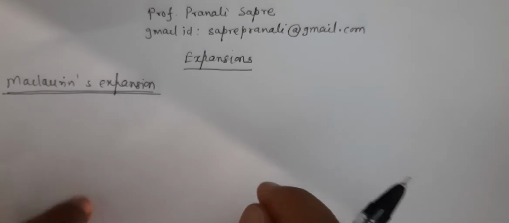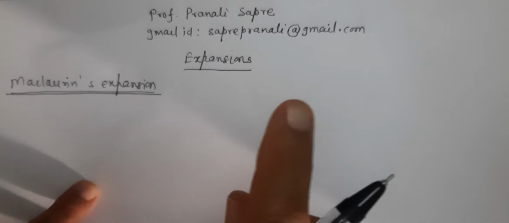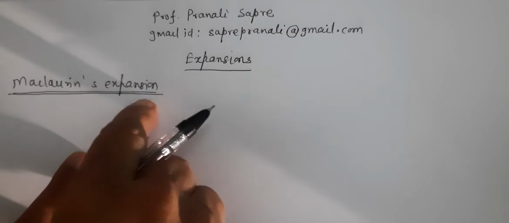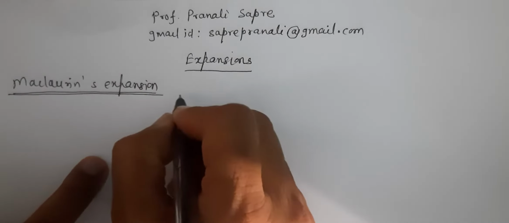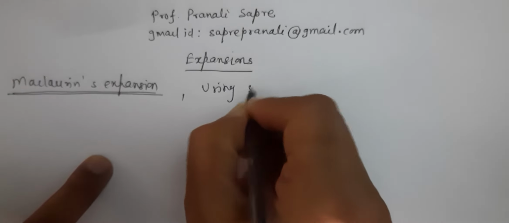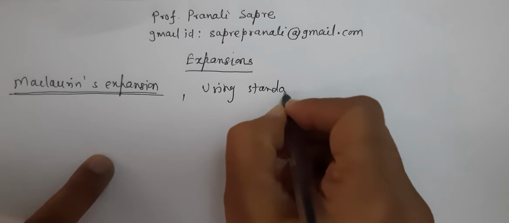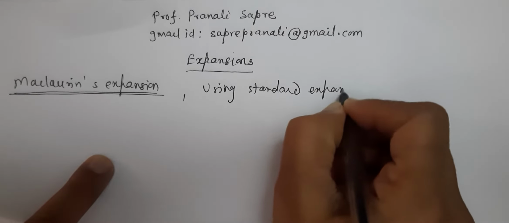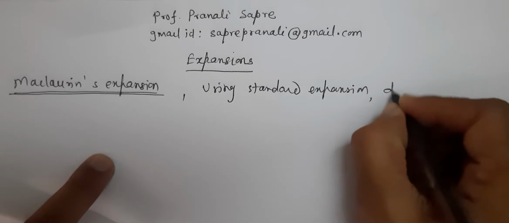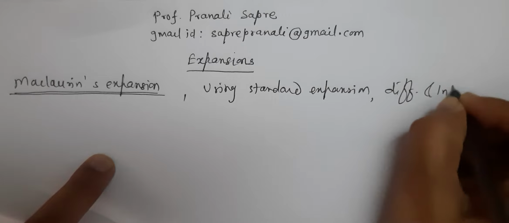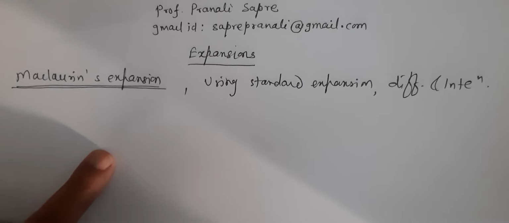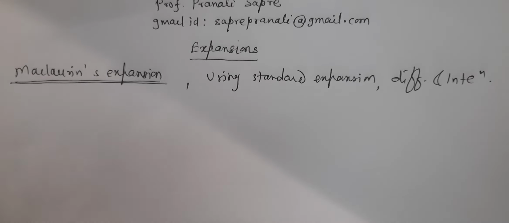To find the expansion, first we are going to use three methods. First one is directly using Maclaurin's expansion. That will be our first method. Then we are going to see using standard expansions, and then we will see the method of differentiation and integration. These three methods basically we are going to discuss maybe in 2 or 3 lectures.